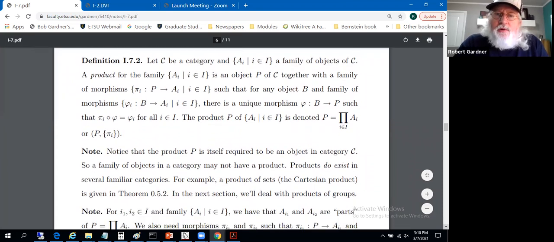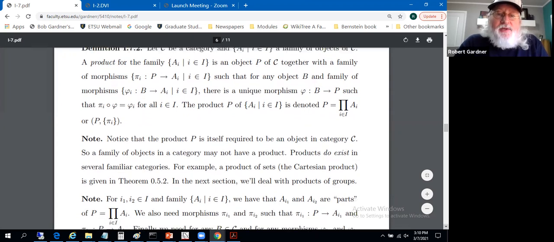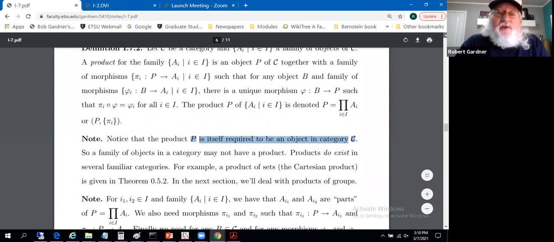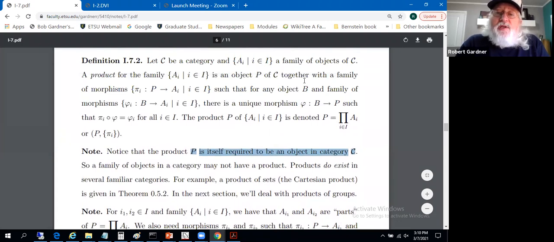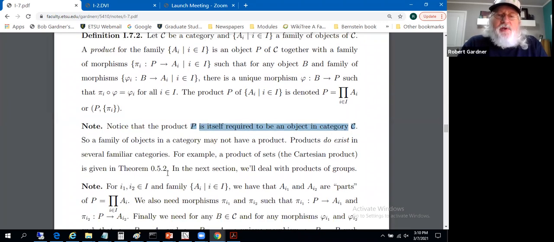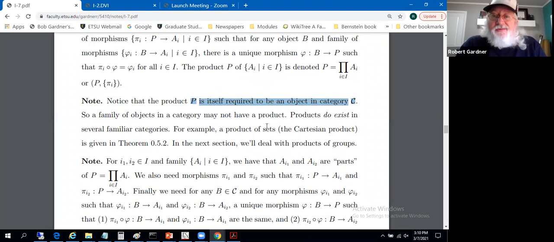Let's explore this idea of a product of objects in a category a little bit more. We've required the product itself to be an object in the category as part of the definition. Object P of C. So the requirement in the definition is that the product itself is an object in C. So a family of objects in a category may not have a product. You may not be able to do this in such a way that the thing you define is actually an object in C.